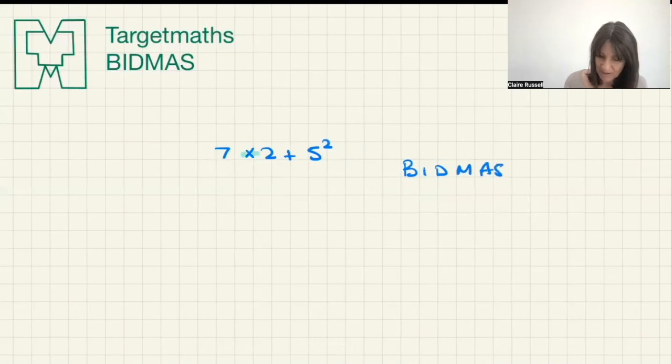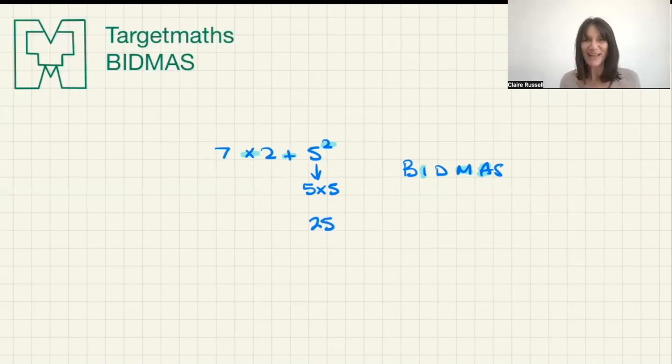Okay, I've got a times, an add, and a power. There we go, all highlighted, so I can see the power needs to be done first. So that's going to give me 5 times 5. Do remember, it's 5 times 5 and not 5 times 2. Really common for people to do that. Haven't used the plus yet, haven't used the 2, haven't used the times.